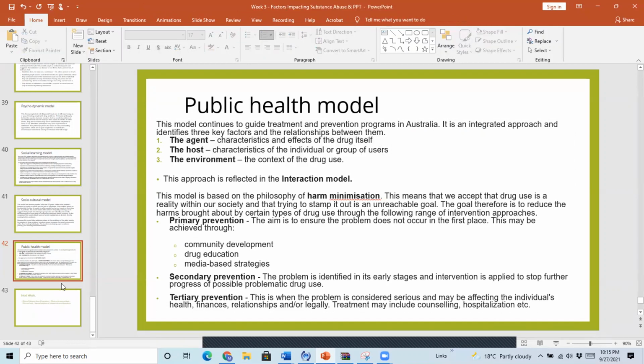Okay. Now, this model in particular is used quite often. This is sort of like identifying the structure, the basics of what's happening with the drug use itself. And then we take it and move it into the interaction model, and we identify prevention strategies.